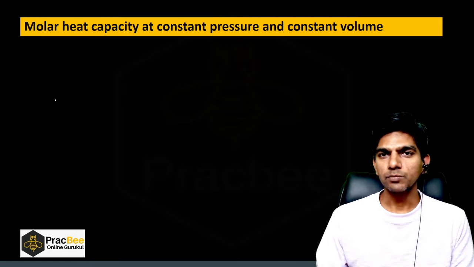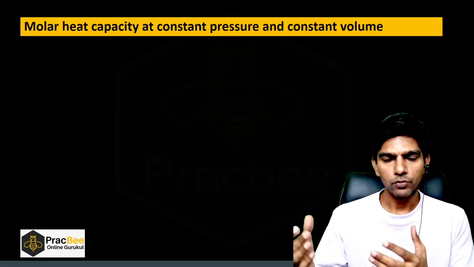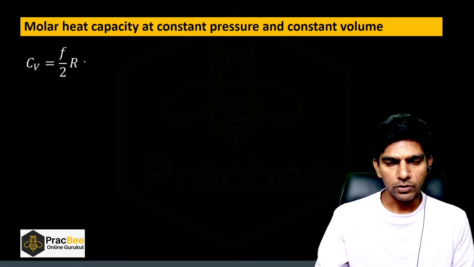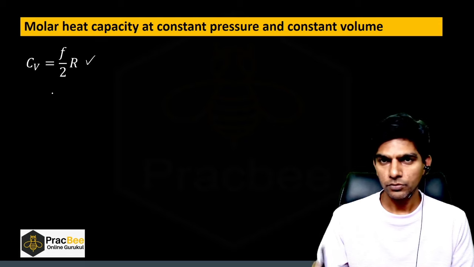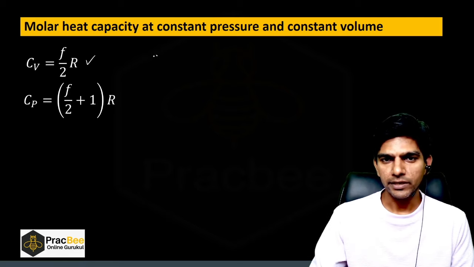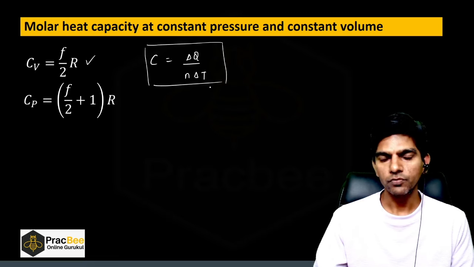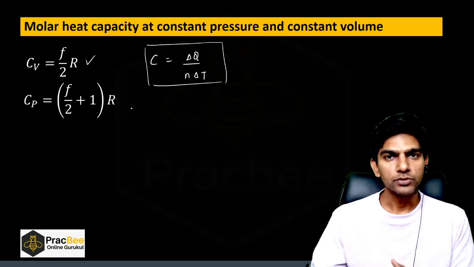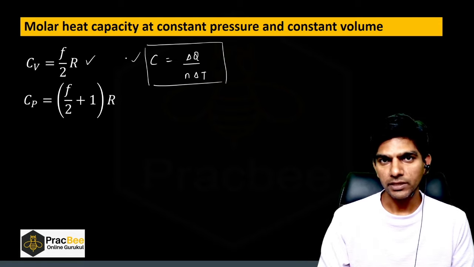Now the next concept is the molar heat capacity at constant pressure and volume, and we'll also see it for some other processes. So for constant volume, it is F by 2 R. Do remember this. And for constant pressure, it is (F by 2 plus 1) times R. Now, basically, heat capacity is nothing but the heat supplied divided by n delta T. Now, this is a general formula of molar heat capacity. So, by using different processes, we can find the different values for C, and accordingly, we can find delta Q.